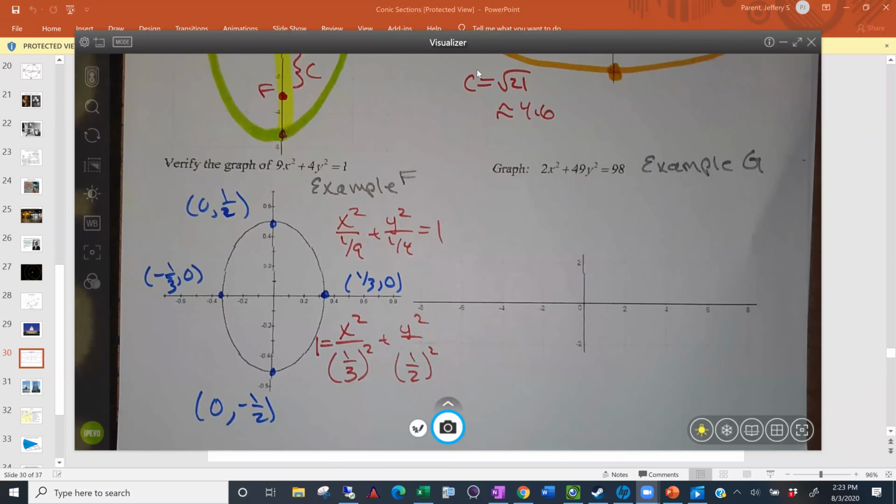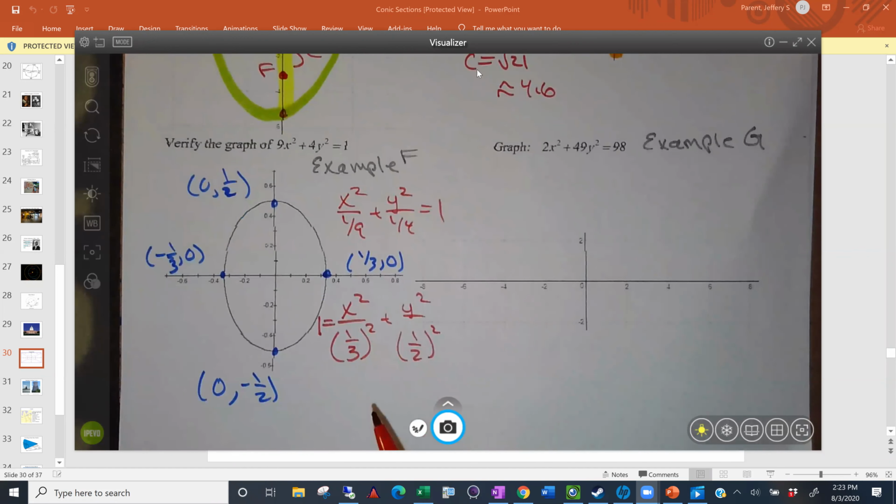Liu, which one's going to be the major axis, the x-axis or the y-axis? Y-axis. Yeah. Cool. All right.